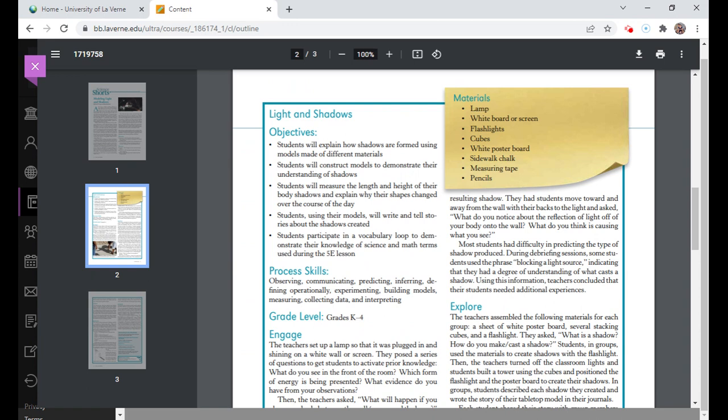So, what some students don't realize before starting this lesson is that shadows change throughout the day and depending on the time. So, that's something that the students will get to explore.